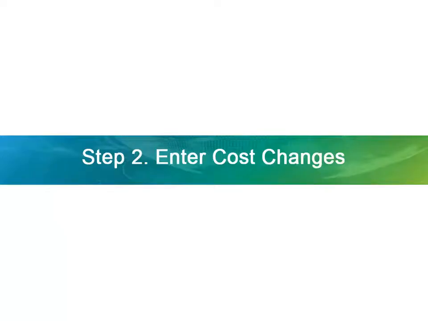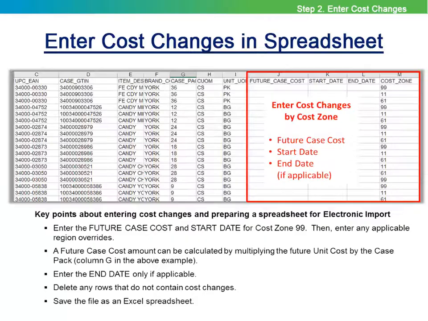Step 2. Enter cost changes. The generated report opens in the Excel spreadsheet format. Again, note that the UPC EAN for an item is listed for each cost zone served per your contract or agreement. For each item that you want to submit a cost change for, enter the future case cost and start date for cost zone 99. This is the base cost of the item and will apply to all cost zones and stores that you serve.